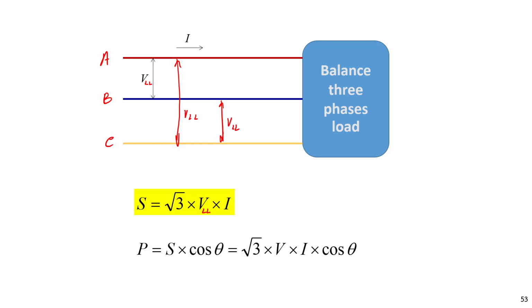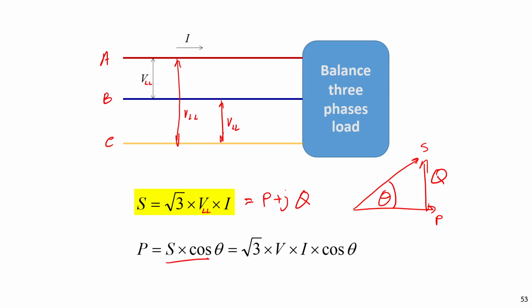And for three-phase power, real power is S cos theta. Because S will be in terms of P plus jQ, this is P, this is S, and this is Q. This is theta. So S cos theta will be the real power.